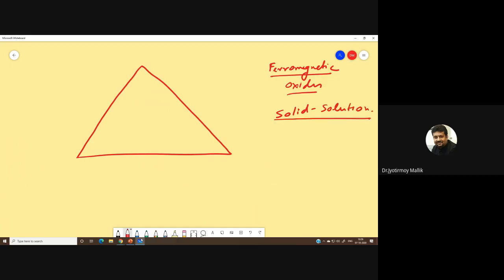Let me just use this ternary diagram to explain what it is. Let's not take another example. Let me just draw it first, and then I'll explain what I'm drawing.